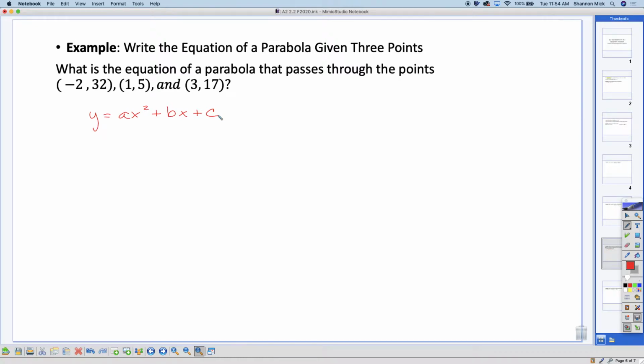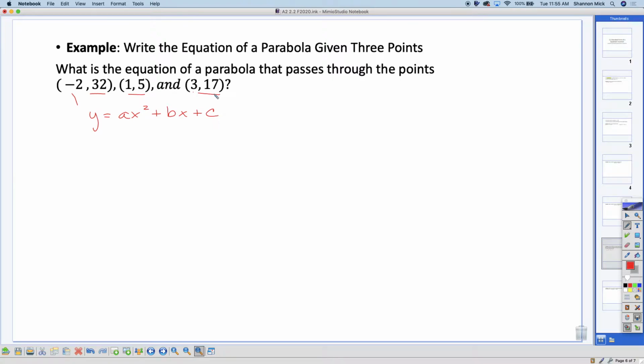So what do I have up here in these points? What things do I have here? Like, what is 3, what is 17, what is 1, what is 5? What are those? They're a point, but they're a coordinate. These are not vertices, we don't know that. They're points on a parabola. How are coordinates listed?